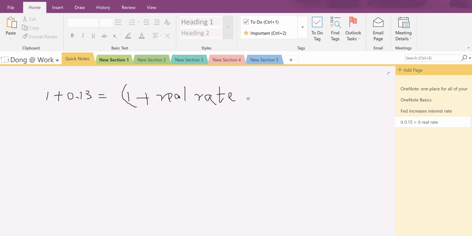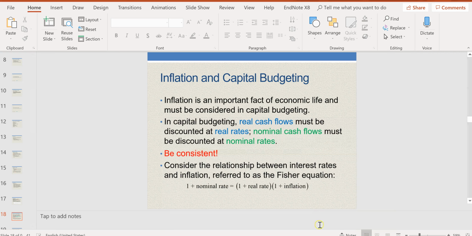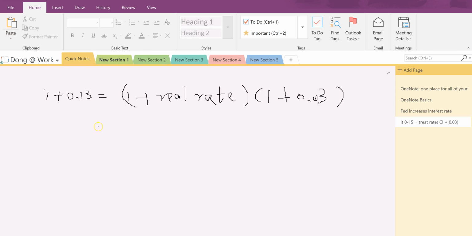Okay, for this, and then times 1 plus 3% inflation rate, 0.03. Okay, so how can we solve out this? We can solve out this equation by dividing both sides by this 1 plus the inflation rate, right? And then move this to the other side.